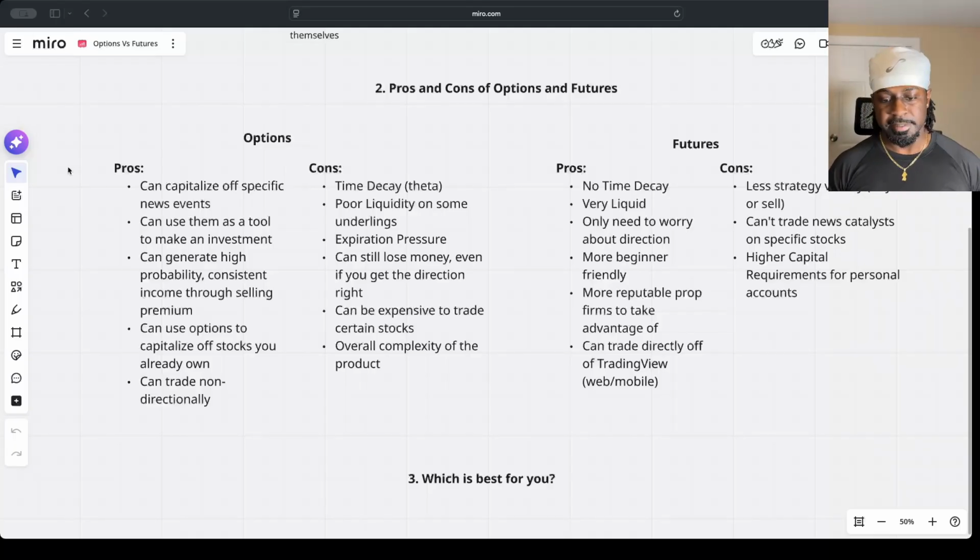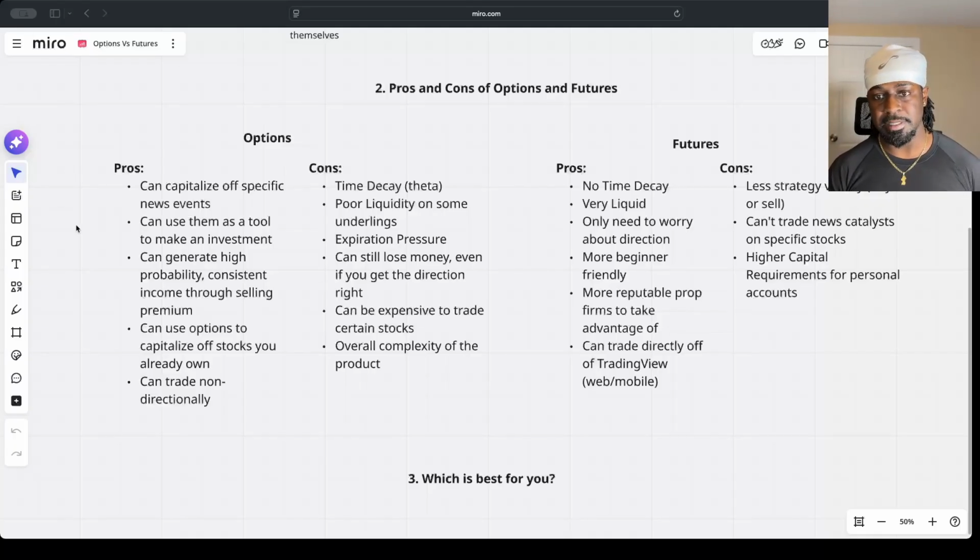Another example, let's say a plane from Boeing Airlines crashes, right? God forbid, we don't want that to happen. But if it does happen, you could probably expect Boeing Airlines stock to go down, right? And you could probably get put options that will appreciate in value. So that's one pro of options.